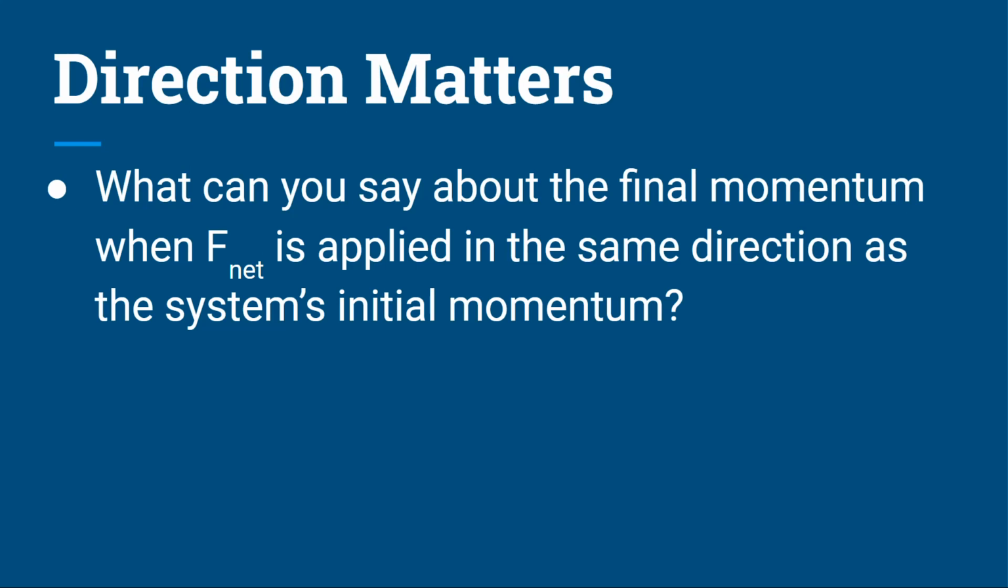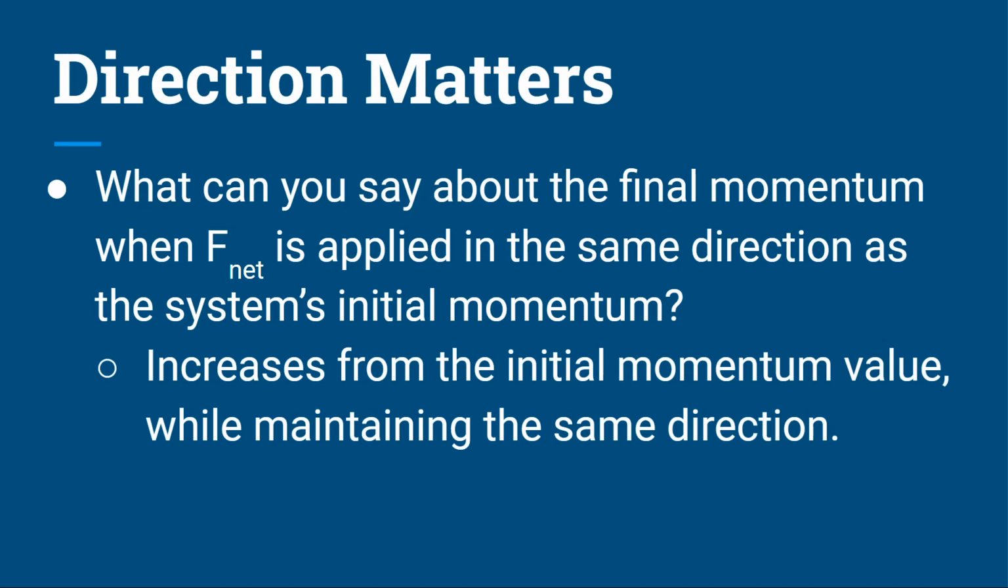What can you say about the final momentum when your net force is applied in the same direction as the system's initial momentum? In other words, let's say my system is a ball rolling across the floor. If the ball is rolling to the right, and I also apply a force to the right, my force is in the same direction as my system's momentum, so my final momentum has increased from my initial momentum value. It got faster, because I pushed it in the same direction it was already going.